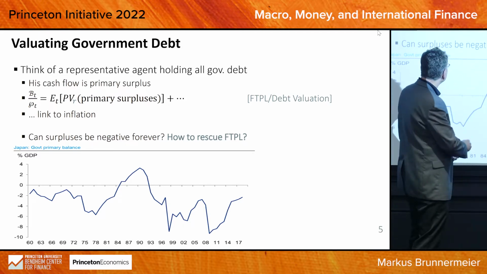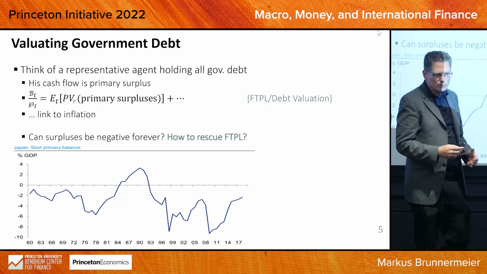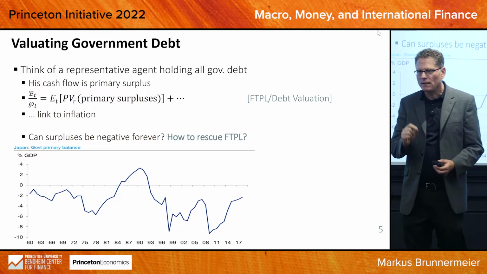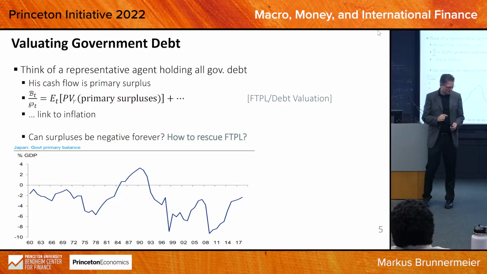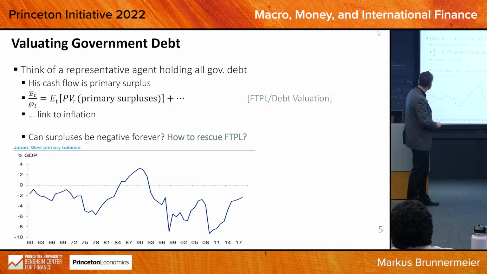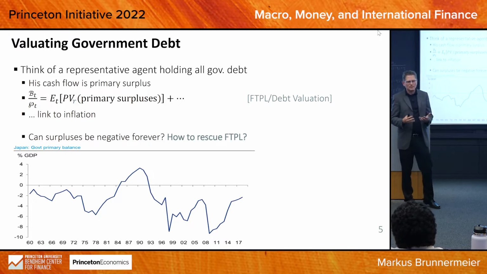So that's a key equation, the debt valuation equation, and it's also the FTPL equation. What does FTPL stand for? Fiscal theory of the price level, yes, exactly. That's what the fiscal theory of the price level typically does. That's the FTPL equation, and it doesn't really work, no? People always said for Japan that the FTPL doesn't work at all.